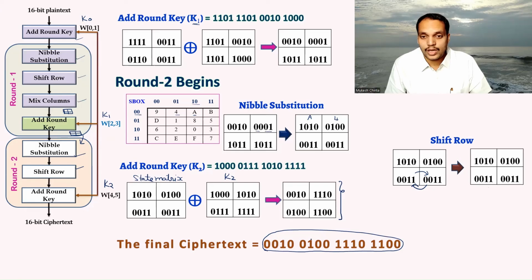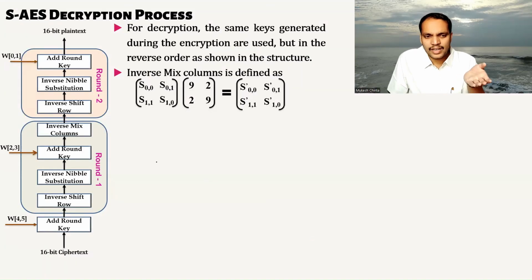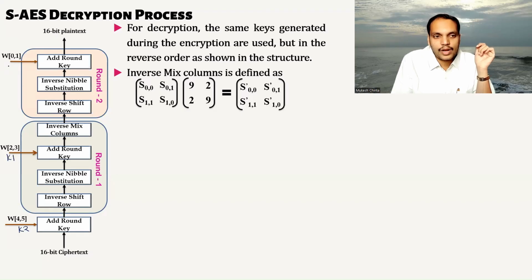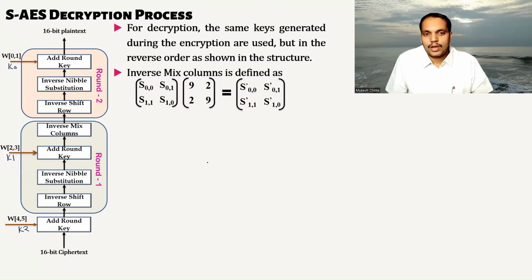So let me show you the decryption part also. In the decryption part, you can see that add round key remains the same. This is an inverse shift row. There is an inverse nibble substitution, and there is an inverse mix columns. The main difference here is that it is more or less the same type of operation, but the round keys are actually applied in the reverse order. The ciphertext, when you give it as an input, will first accept K2 and then K1, and finally we'll have the K0. And also there is something called inverse mix columns.